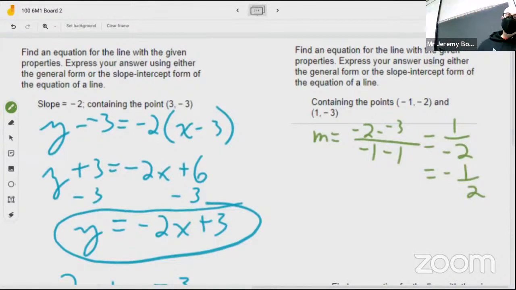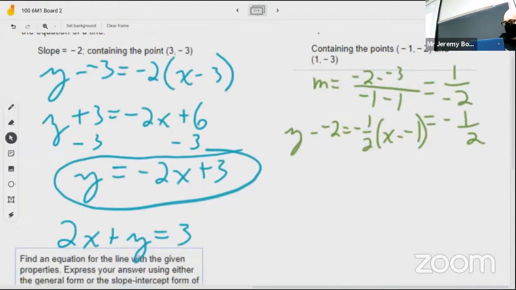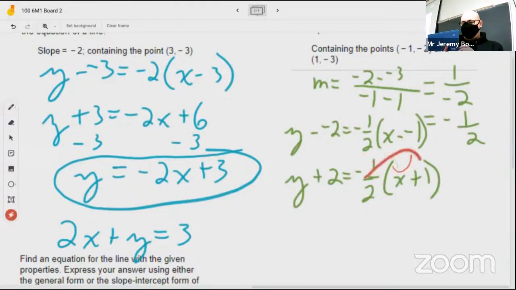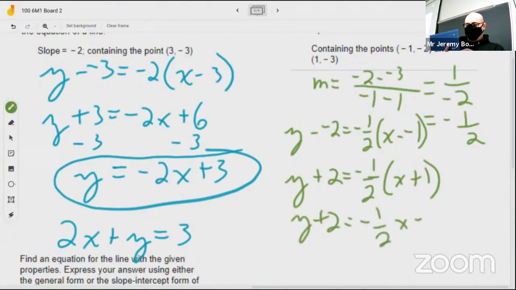We got that. We got 2 points to choose from. I'm probably going to choose that first one. So I do y minus a negative 2 is equal to negative 1/2 times x minus a negative 1. Let's simplify the left-hand side. So we'll have y plus 2. Let's simplify the right-hand side a little bit first. Let's make this x plus 1. Better to do it in small steps so you don't mess up. Now let's distribute the negative 1/2 to the x and to the positive 1. So we'll have y plus 2 is equal to negative 1/2 x minus 1/2.